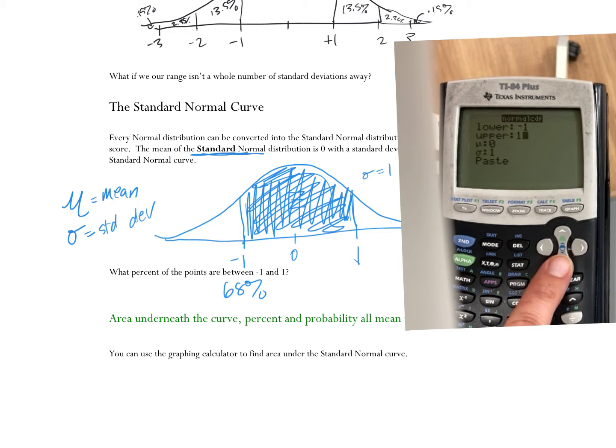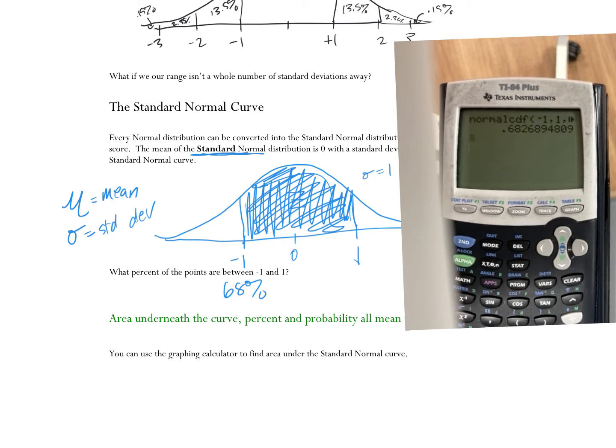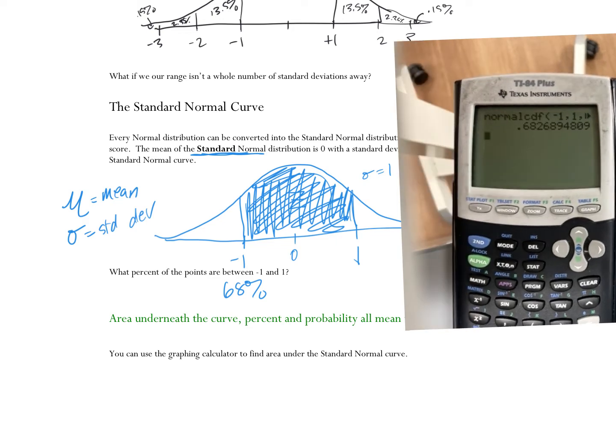Now, we already know what the answer is going to be. The answer is going to be approximately 68% because of that empirical rule. If I hit enter, do I get approximately 68%? Yeah. Wait, what? I'm getting error. Well, then hit enter.